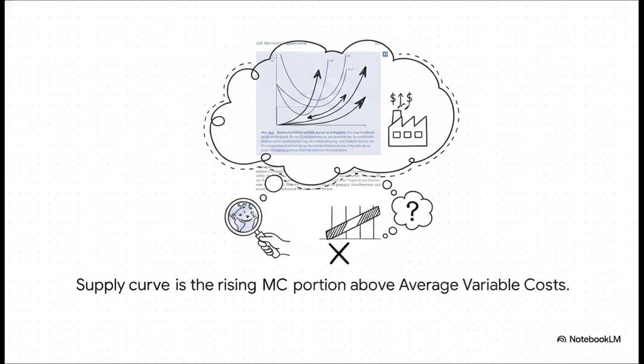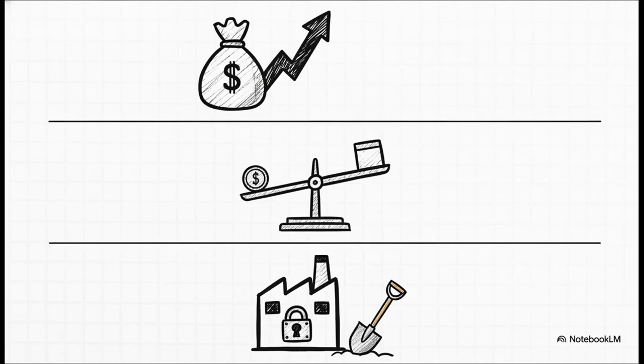Why? Because if the market price drops below your average variable costs, you aren't even covering the immediate raw materials and labor to make the very next unit. At that point, it is literally cheaper to just shut down entirely. Let's summarize the firm's three possible short-run realities. First, the dream scenario, short-run profit maximization, where profit, let's call it Y, is greater than zero. This happens when you produce where the market price is strictly greater than your average total cost.